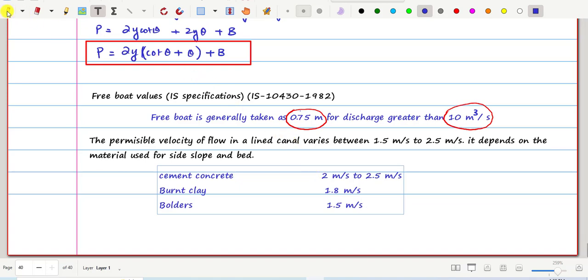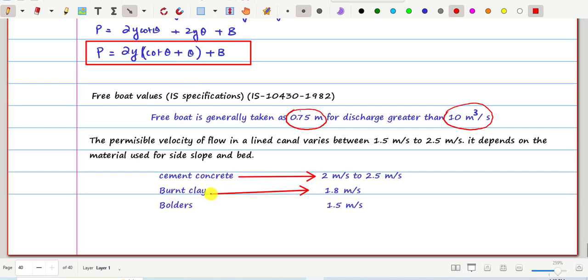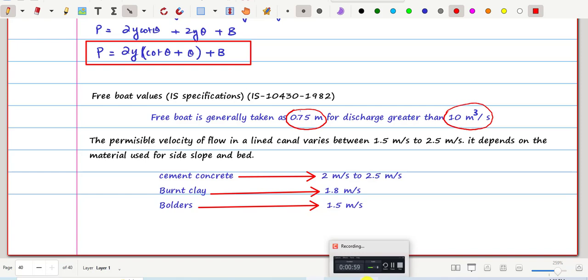So these are the points you need to remember. We will use them while solving the numerical problems. So cement concrete 2 to 2.5, if burnt clay is used, 1.8, if boulders are used, it is going to be 1.5. That's it. Let's close the lecture here, and in the next lecture we will solve a numerical problem to design a lined canal.